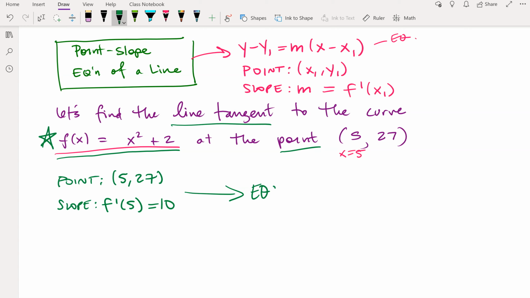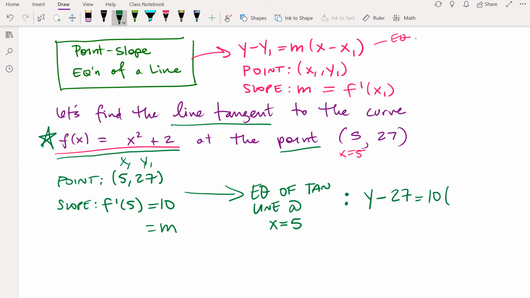So equation of tangent line at x equals 5. Here we go. y minus y1, which is 27, since this is x1, y1, equals, slope was 10, this is m, times x minus x1, which was 5.